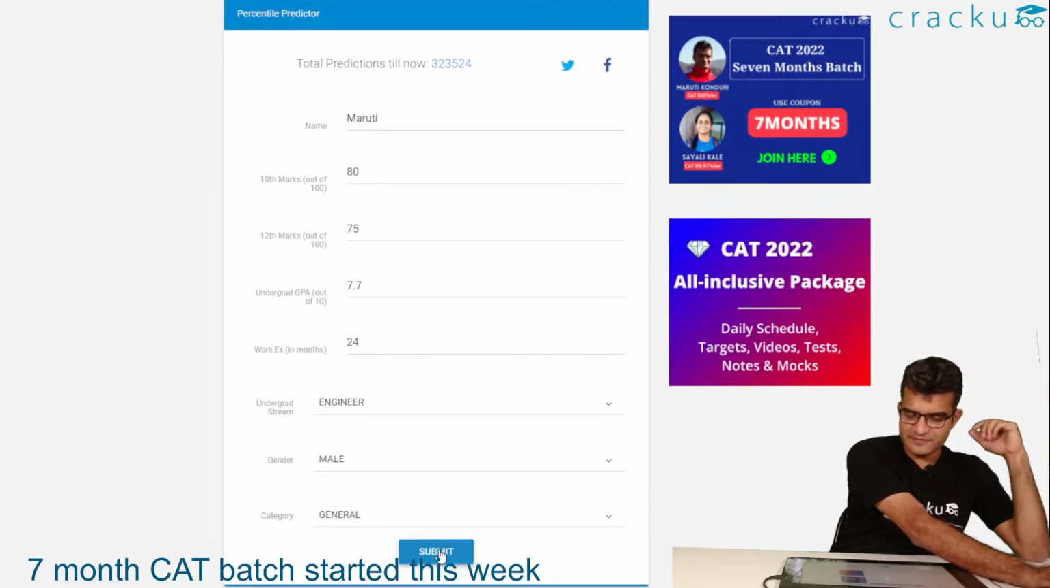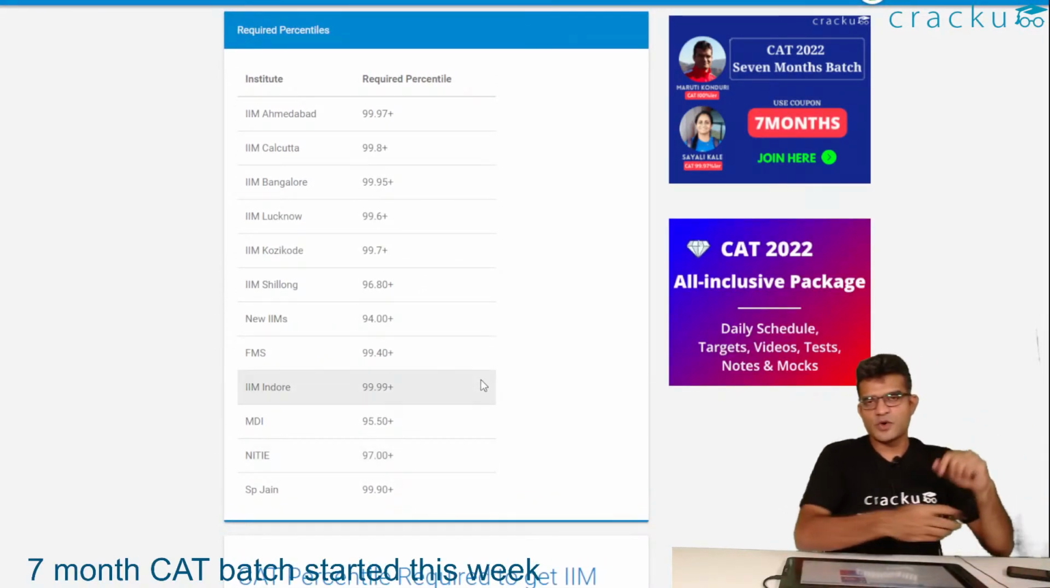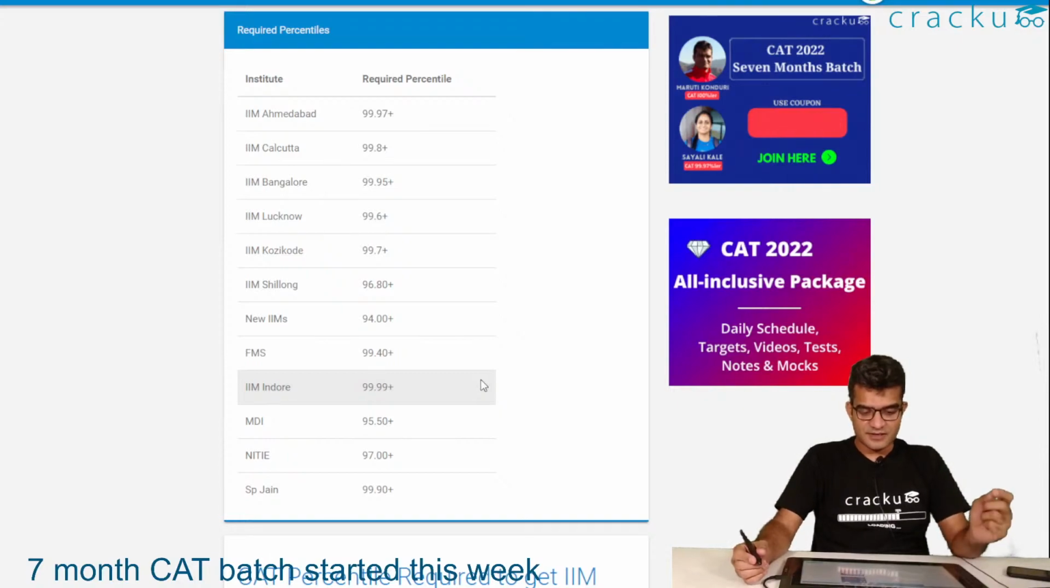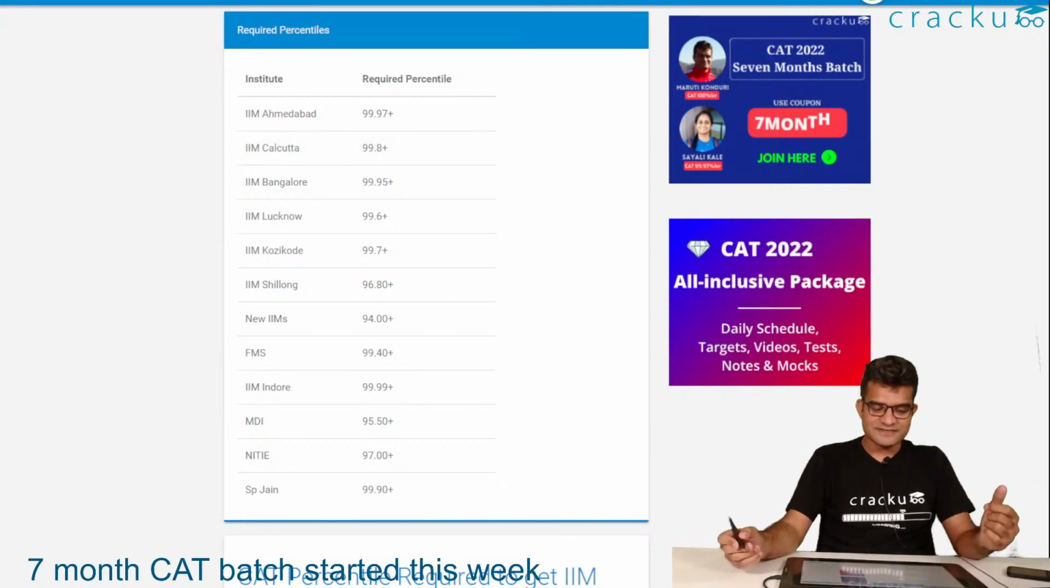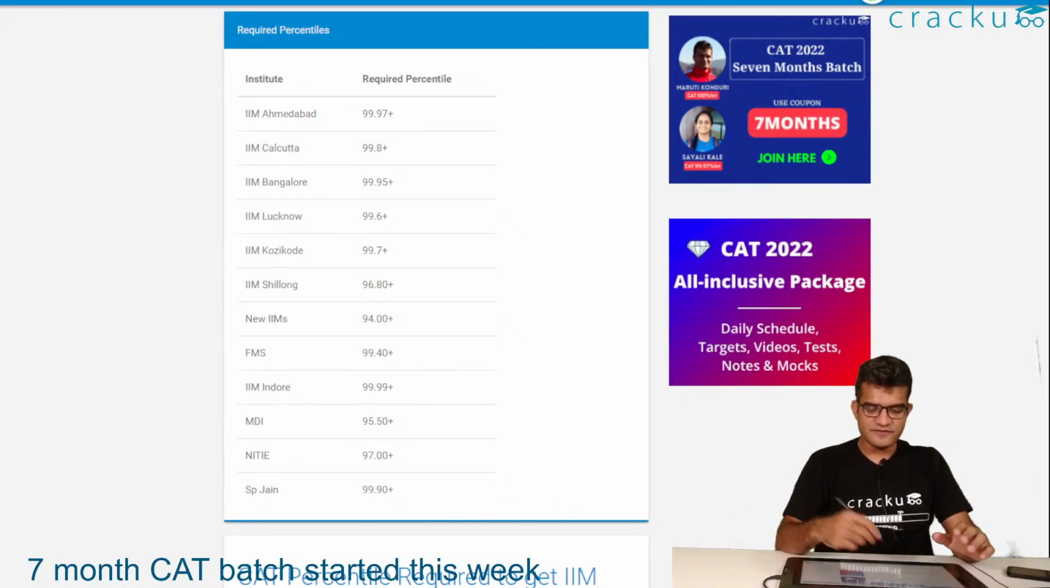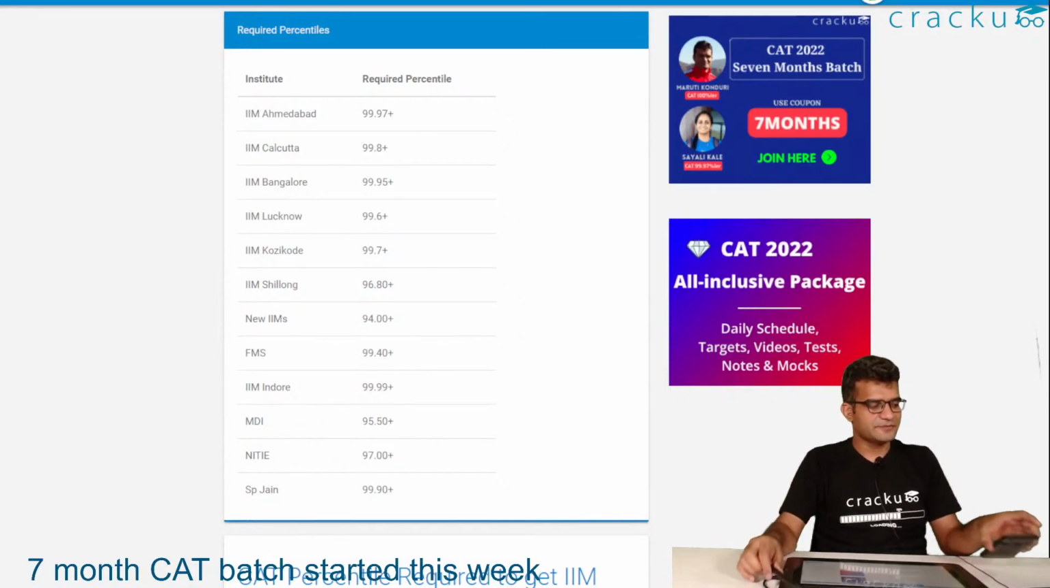If you click on submit after filling these details, you get the percentiles that you have to target to get into a good IIM. For example, for IIM Ahmedabad, you would be required to score 99.97 plus. IIM Bangalore is also very high, 99.95 plus. IIM Calcutta, on the other hand, you'll have to score 99.8 plus. IIM Lucknow. So you get a list of institutes and the percentiles that you need to score to get a shortlist from each one of them.